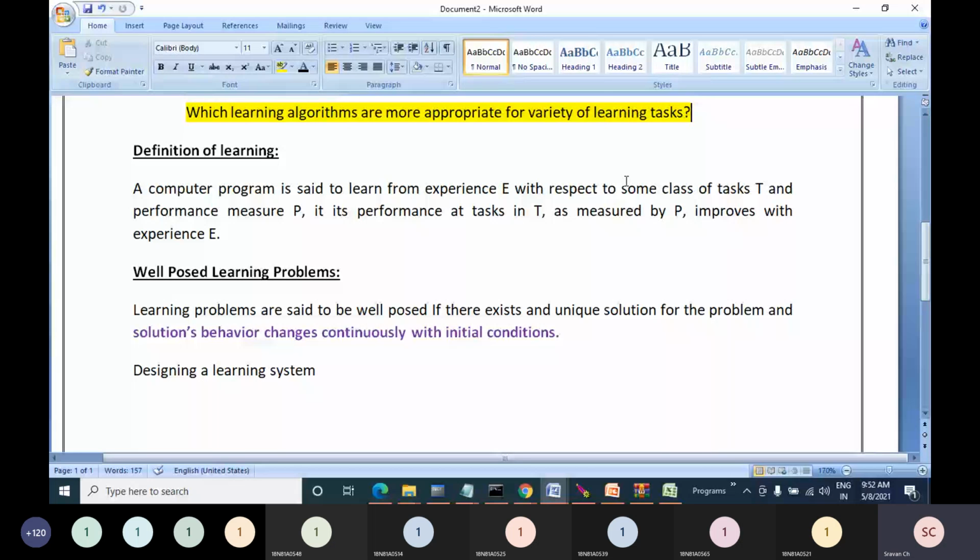Look at this one. A computer program is set to learn from experience E. So here experience is represented as E. Don't worry about what experience is, or where this experience came from, all those things. When I show you the example, you will understand all these things.